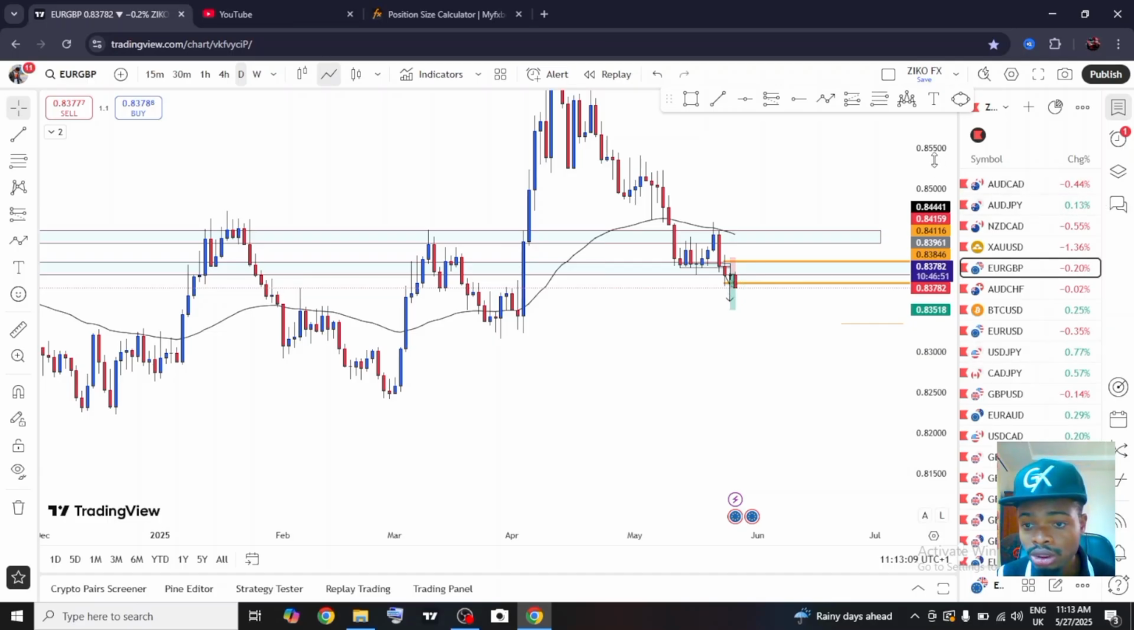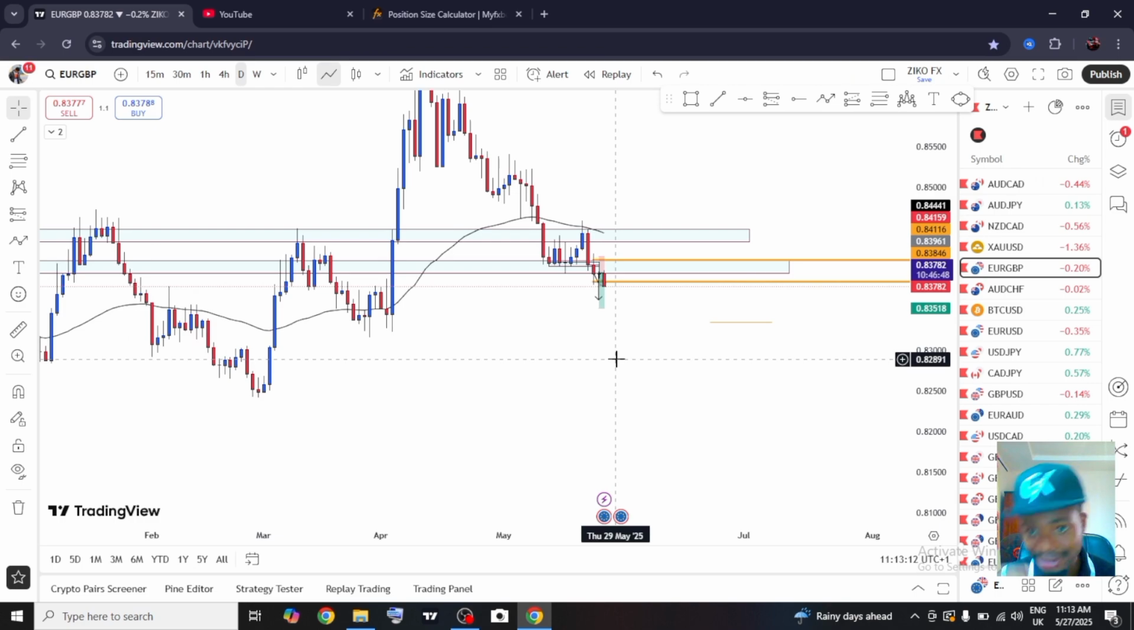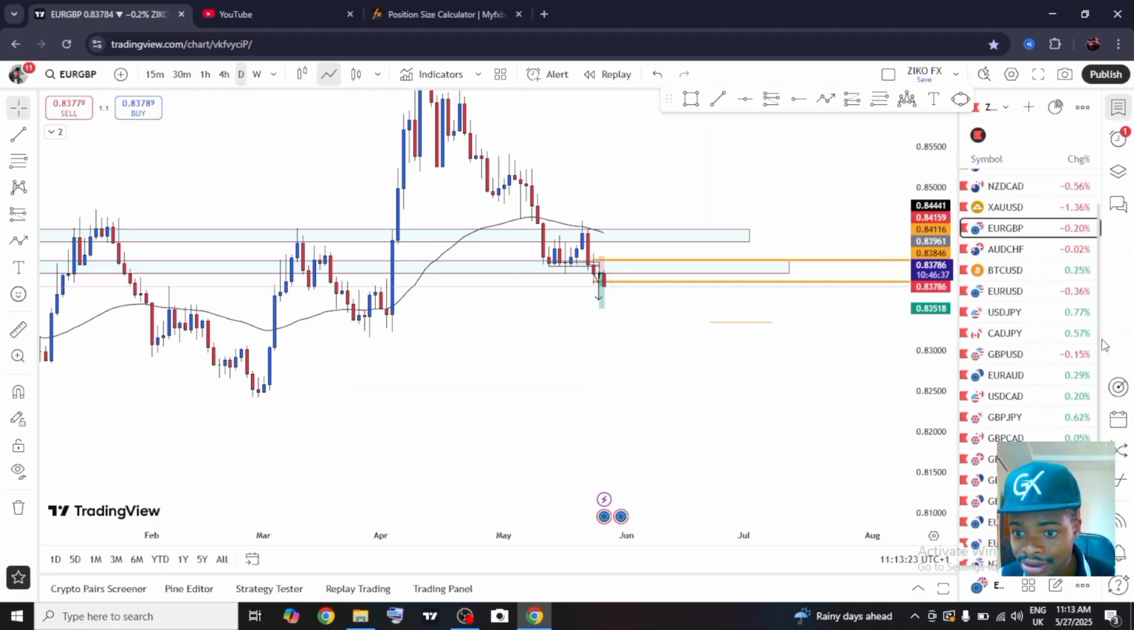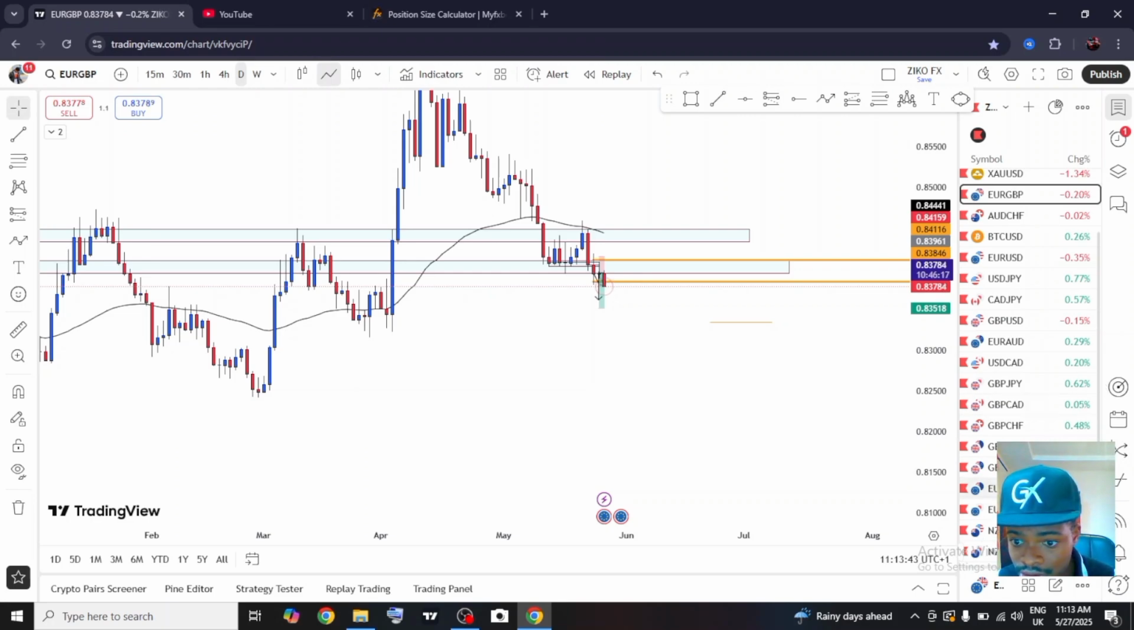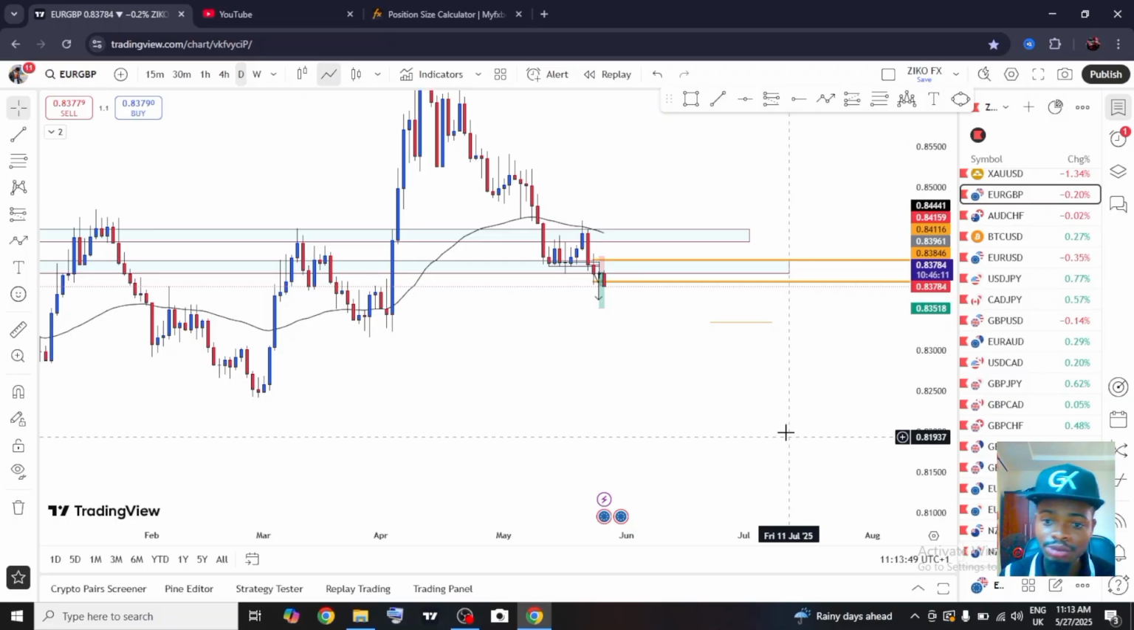But if you want your pairs to be the same as FXAlexG's pairs, you need these pairs: AUD CAD, AUD JPY, NZD CAD, EUR GBP, AUD CHF, EUR USD, USD JPY, CAD JPY, GBP USD, AUD EUR, AUD USD, USD CAD, GBP JPY, GBP CAD, GBP CHF, GBP NZD, GBP AUD, GBP EUR, NZD, EUR JPY, NZD USD, and NZD JPY.